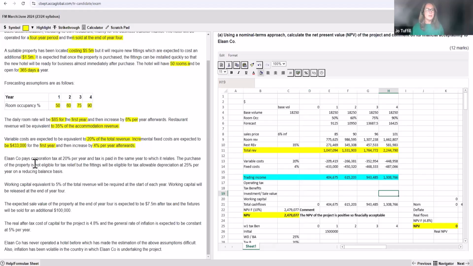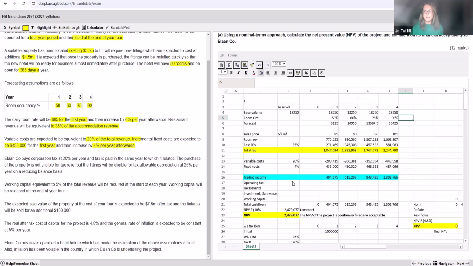But the company pays corporation tax at 20% per year and tax is paid in the same year. Now, sometimes we see that in arrears and that means you'd be going 1 more year for tax, but you're not. So normally in some exams, you'll be saying this is for tax 1 more year, but in this exam, it's in the same year. So this question, it's in the same year.